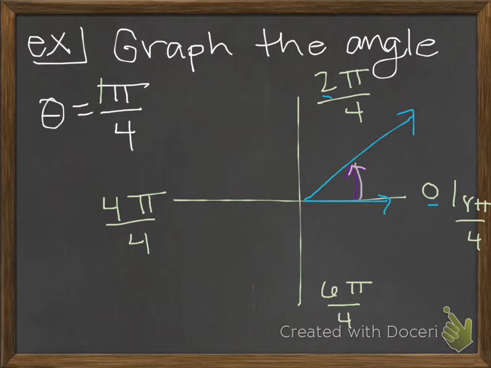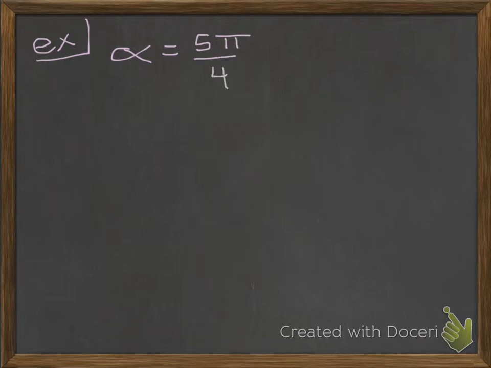So let's try another one. So for example 2, alpha equals 5 pi over 4. And you're going to see all these different Greek letters, so I want to start getting you familiar with the names of these. So this one that looks like a fish is what we call alpha. So again, we're going to start by making our axes.